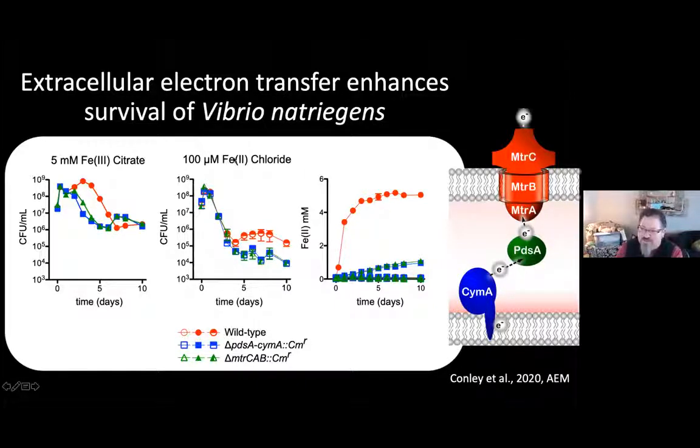And this didn't seem to be just a simple nutritional effect. If we just give the cells a bunch of extra iron 2, we don't see a very significant difference in survival. In fact, that much iron 2 seemed to be more detrimental to them. They actually have lower colony forming units. There are fewer viable cells in that experiment.